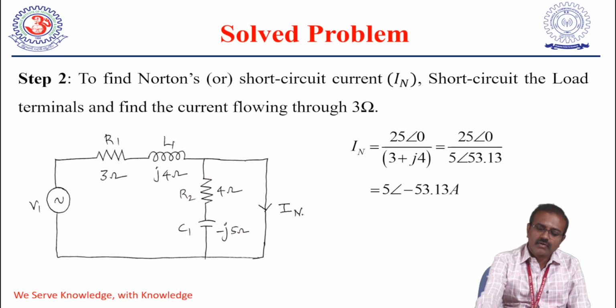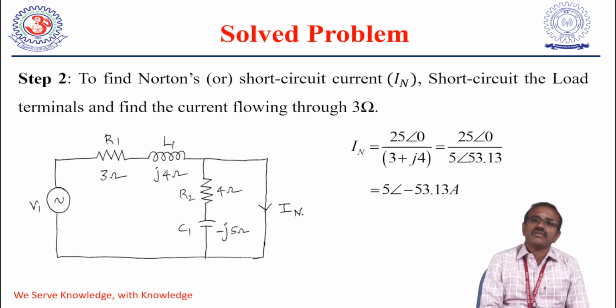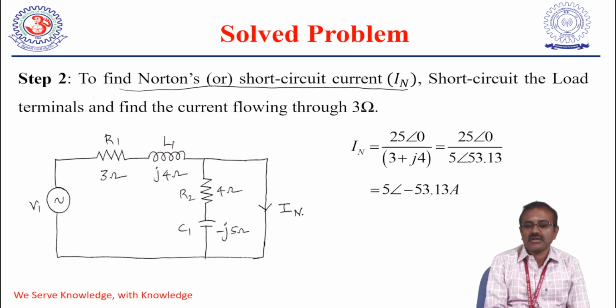So next, what is step number 2? Previously in Thevenin's theorem we found the open circuit voltage. But in Norton's theorem we are going to start with Norton's short circuit current, IN. Previously we opened the load terminals, but in Norton's theorem we need to short circuit the load terminals, that is, the 3 ohm. In this, V1 is the 10 angle 0 volt source, with 3 ohm and j4. Oh, sorry, 25. I just mistakenly mentioned 25.